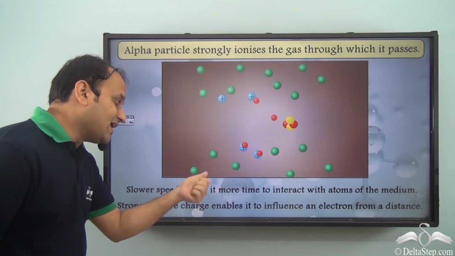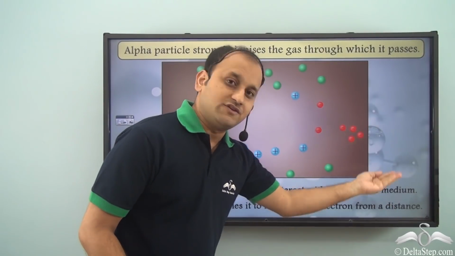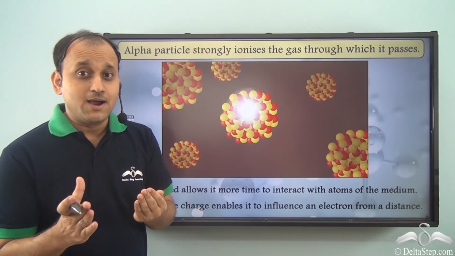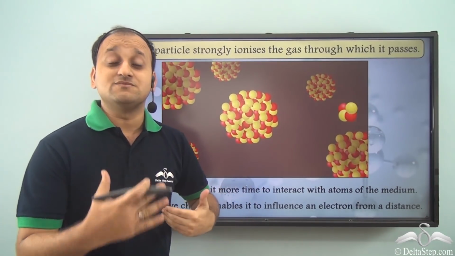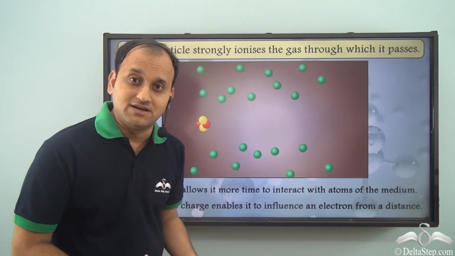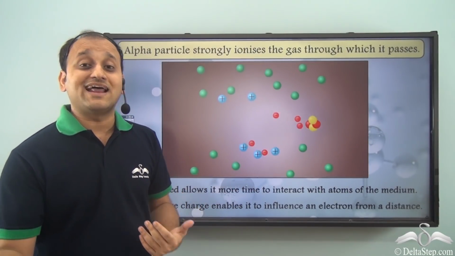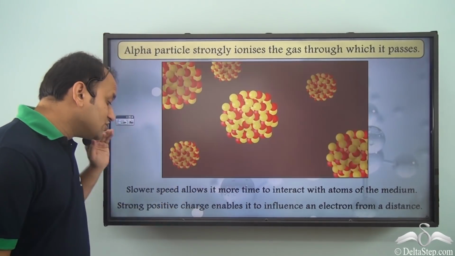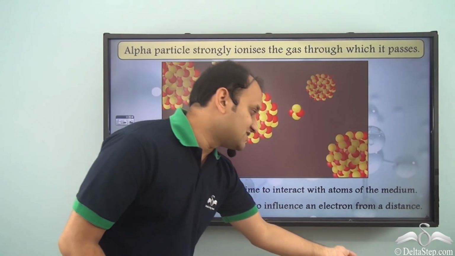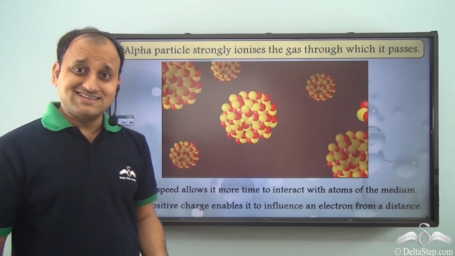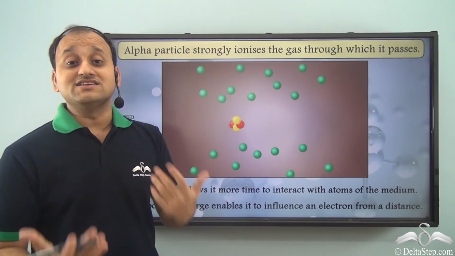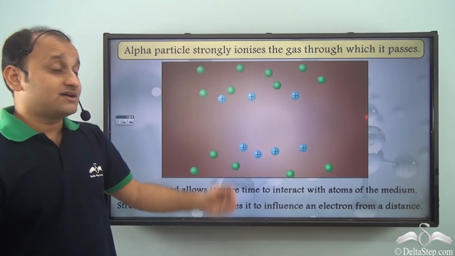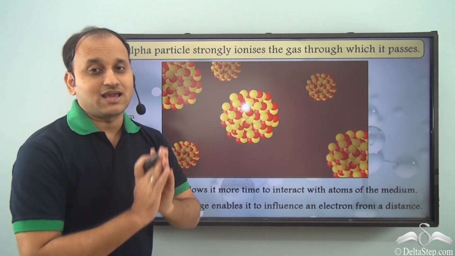Now slower speed allows it more time to interact with atoms of the medium. An alpha particle moves very slowly because it has a very high mass, and when it moves slowly, it gets more time to interact with particles of the medium, and as a result it is able to attract the electrons and ionize the particles in the medium. Also, strong positive charge enables it to influence an electron from a distance, and since it has a very strong positive charge, it is able to attract electrons from a distance, and as a result alpha particles have very high ionization capability.